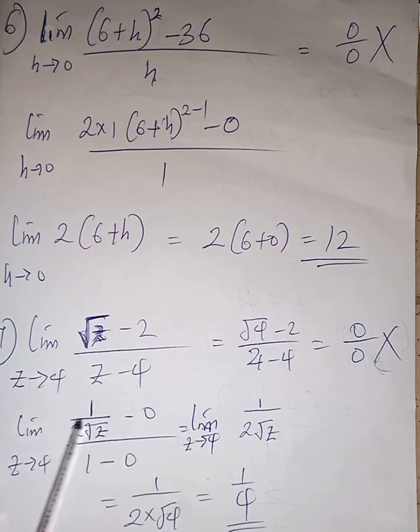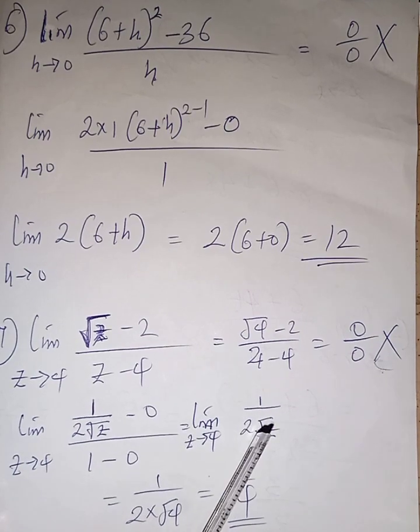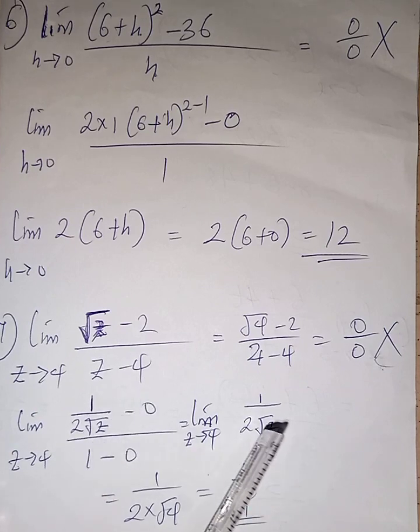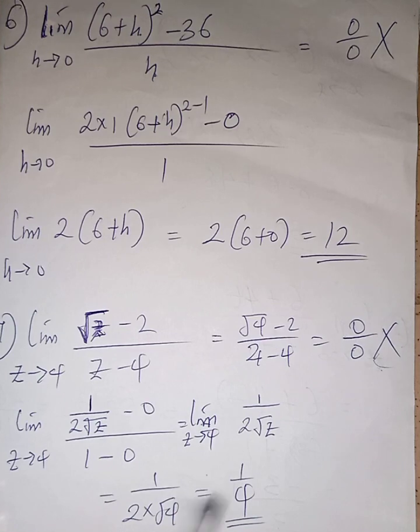Next, this minus 0, we're going to have this, divided by 1, the same thing. So we're just having only this. Minus 0 divided by 1 will still be this. Next, we put 4. We're going to have 2 times root 4. Root 4 is 2, and 2 times 2 is 4. That's 1 over 4, which becomes the final answer.